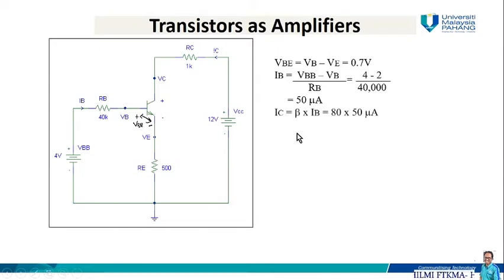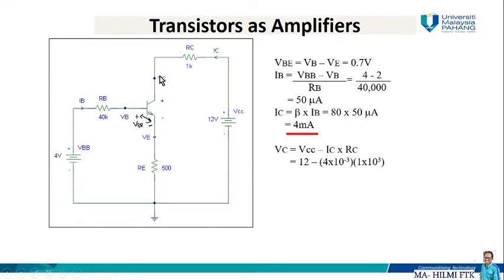Okay, and then we need to find the current at the collector. We can use the same method also, where we have the beta given is 80 and IB is 50 microamp. So we can find IC is 4 milliamp. And so now we have found IC, the current at the collector.